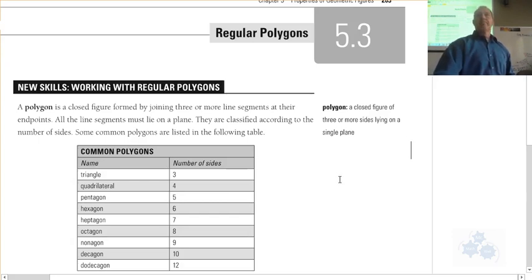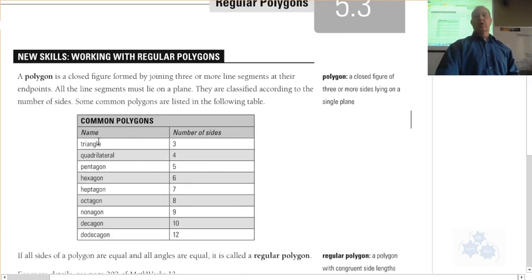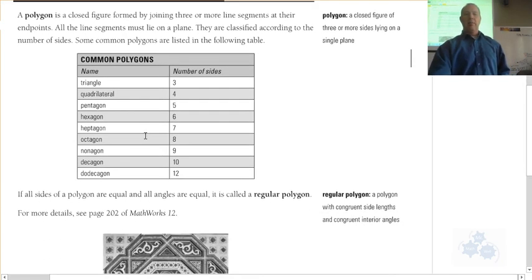So a triangle would be the fewest sides that we could have for a polygon, and that's why this chart down here starts with a triangle, has 3 sides. Okay, and we know this. So a polygon, a closed figure formed by joining 3 or more line segments at their endpoints. All the line segments must lie in the same plane. We talked about this, I think, before. They're classified according to the number of sides. Some common polygons are listed on the table, which you've copied down into your notes.